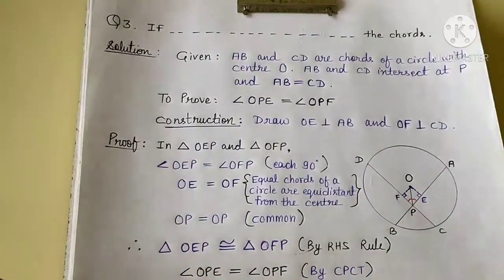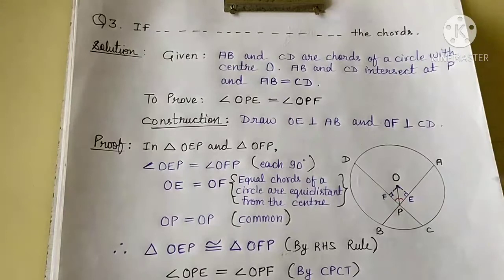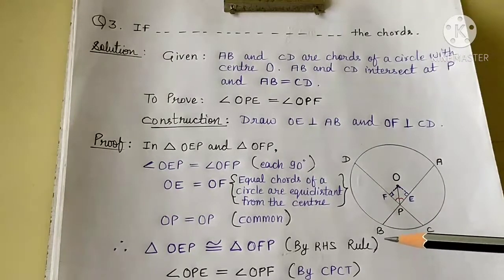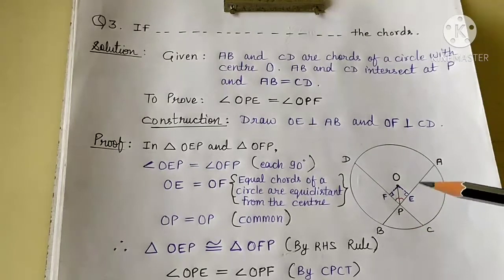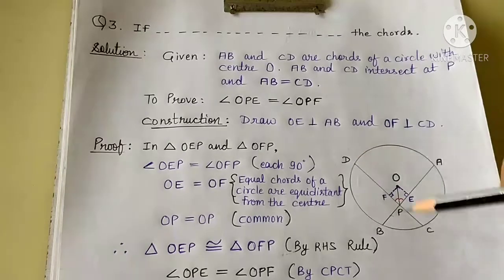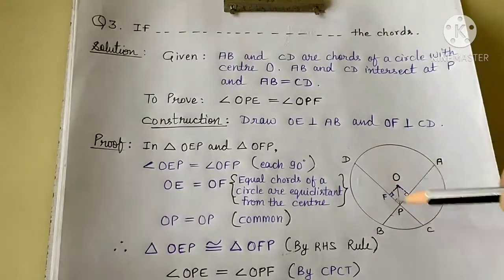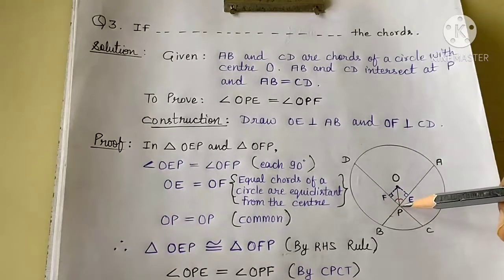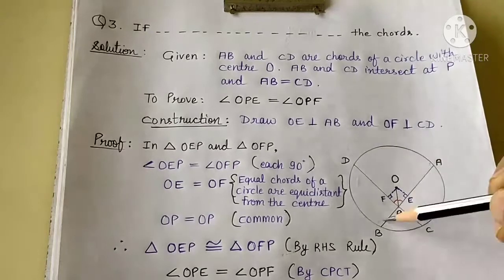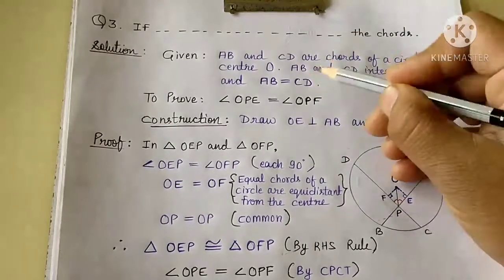As you can see in this figure, question number 3. What is given? We have drawn AB and CD, two chords, whose names we have given ourselves. These two chords are of equal length, and AB and CD intersect at point P. They are intersecting at this point P. And AB equals CD. It is already given in the question.